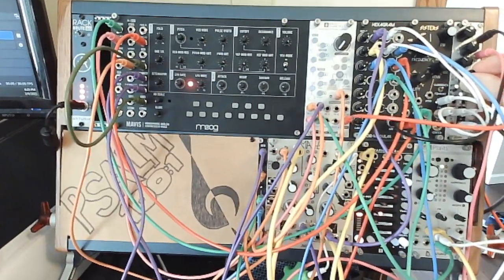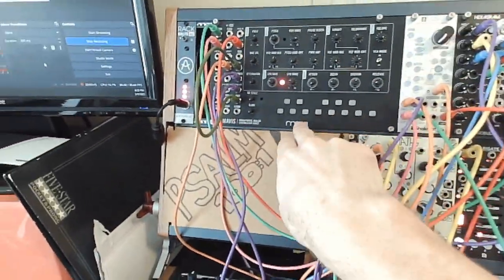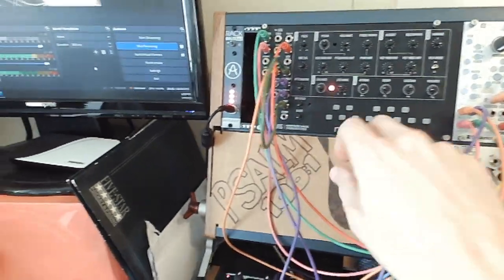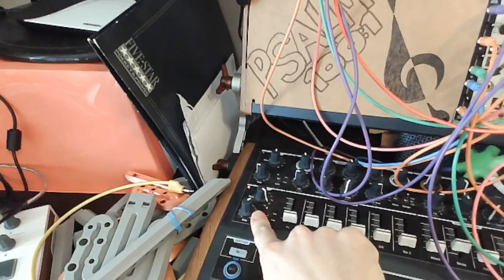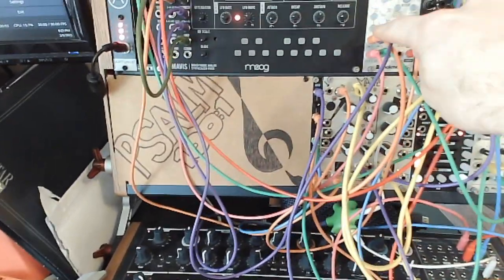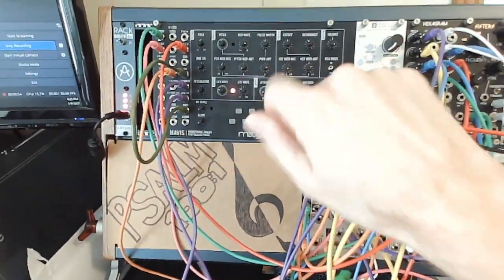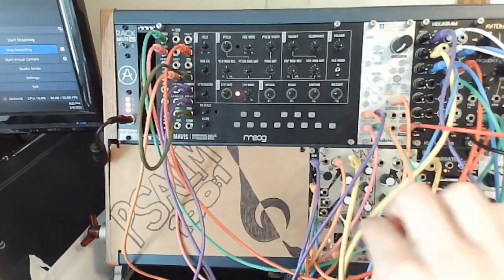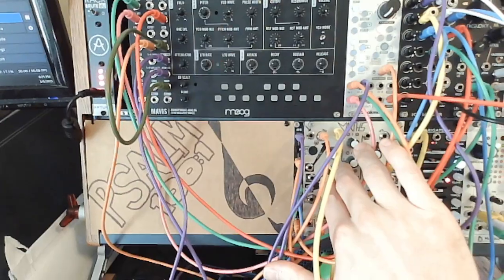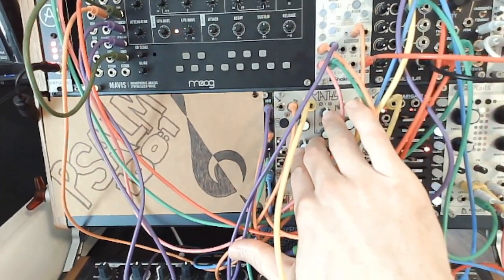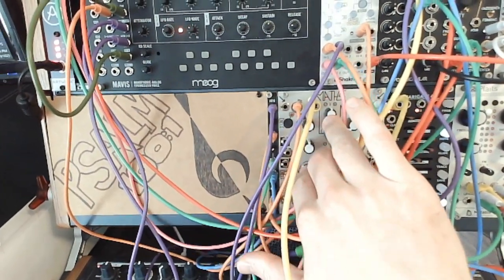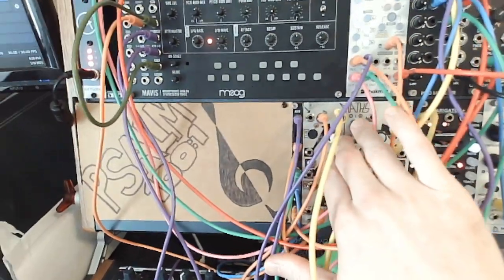There's two main voices happening. One is the Mavis, that's getting just random stepped voltage from here, quantized by the Bard Quartet, and then sent out there. The triggers are being controlled by Math 1 here, to control my envelope here.